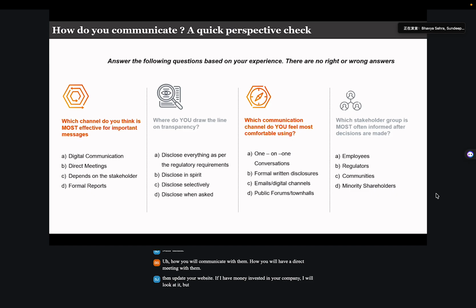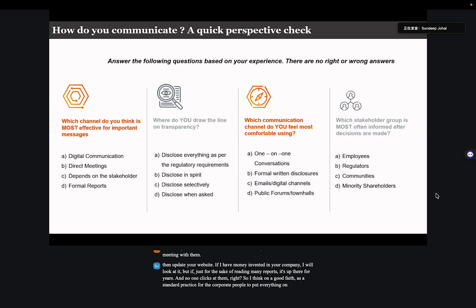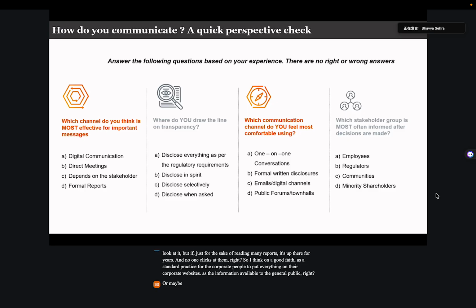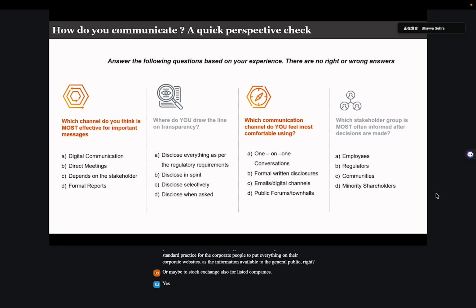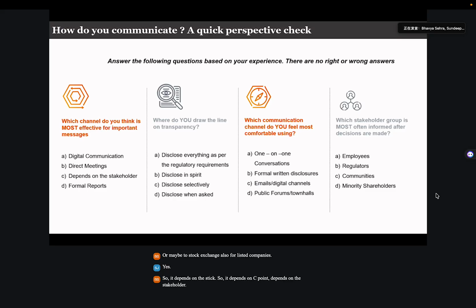But just for the sake of reading, many reports sit up there for years and no one clicks on them, right? So I think on good faith, as a standard practice, corporates do put everything on their corporate websites as information available to the general public, or maybe through the stock exchange also for listed companies. So it depends on the stakeholder. Internal only.